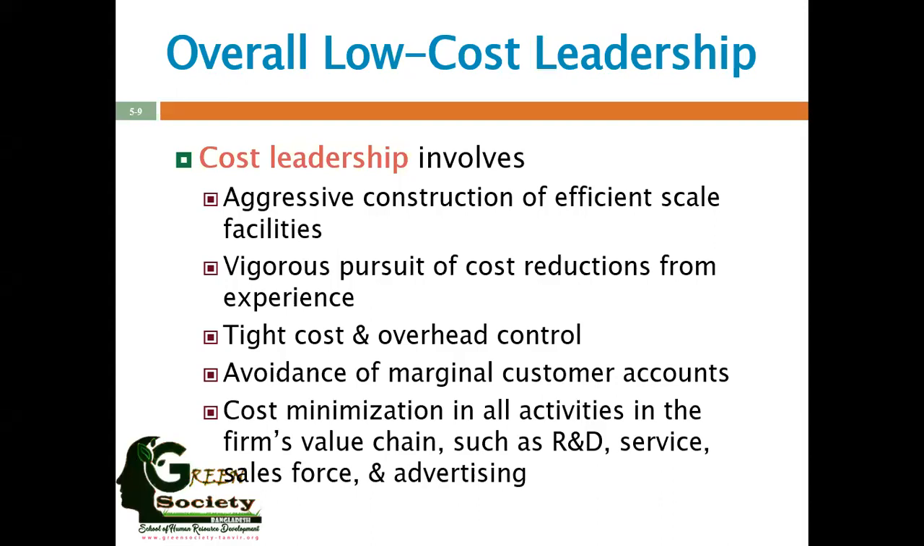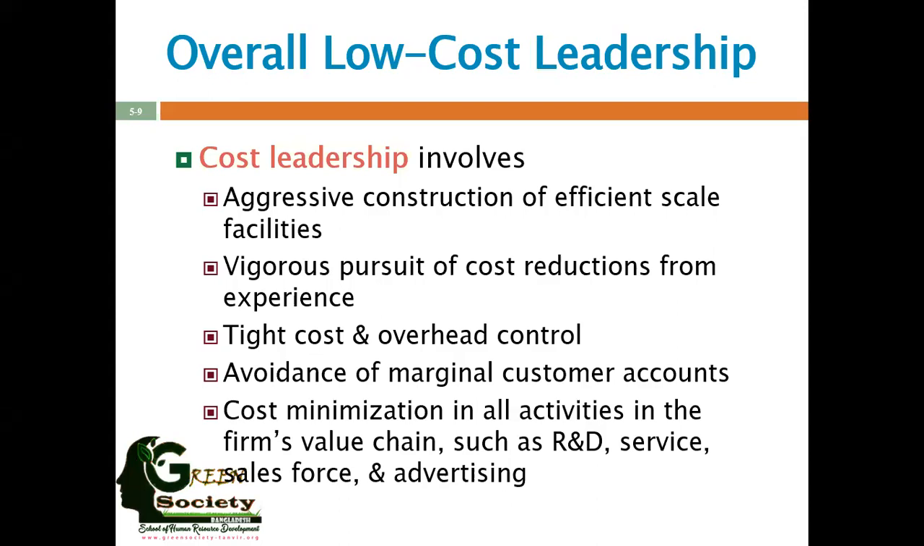The second one, vigorous pursuit of cost reductions from experience. Experience will never come without study, without case study, without listening to senior managers, without listening to successful entrepreneurs. And it's possible. I have used the example of two friends and one really achieved it. How did he achieve it? It's his experience, with knowledge. Yes, experience. He studied a lot. And you can also go ahead with tight cost and overhead control.